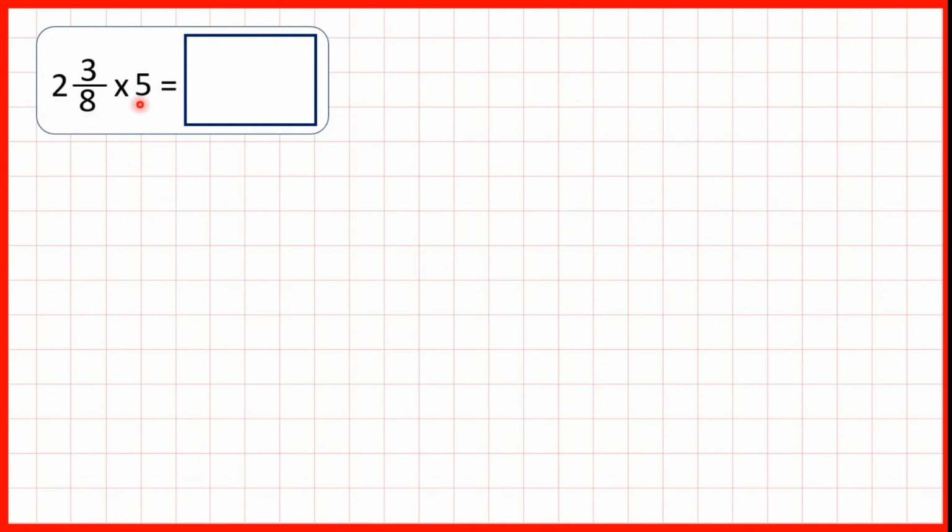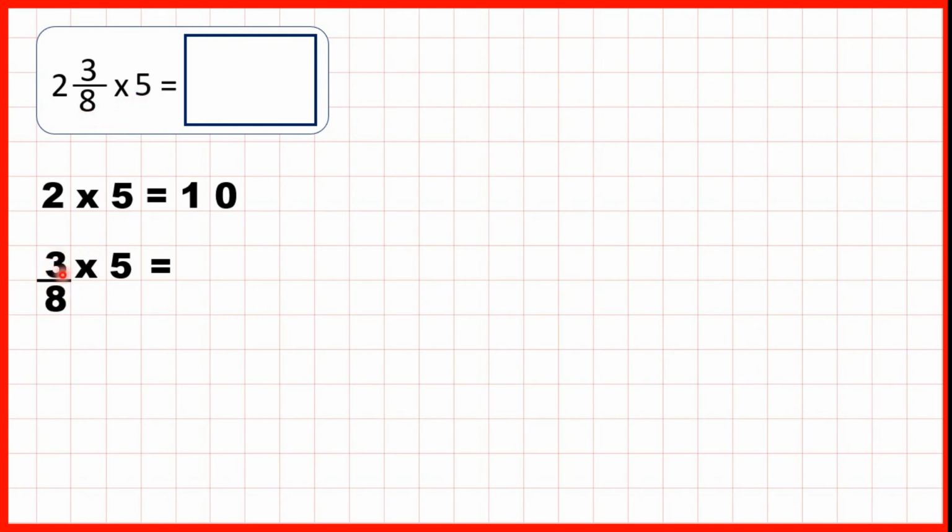2 3/8 times 5. So we're multiplying a mixed number by a whole number. And the way I like to do that is to multiply the whole number part of the mixed number and the fraction separately. So we can work out 2 times 5, then work out 3/8 times 5, then add up our answers. So 2 times 5 is 10, and then we need to work out 3/8 times 5.